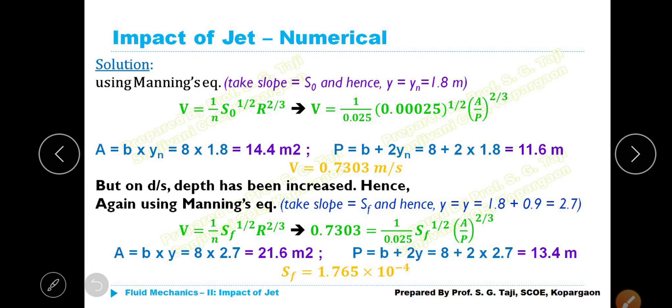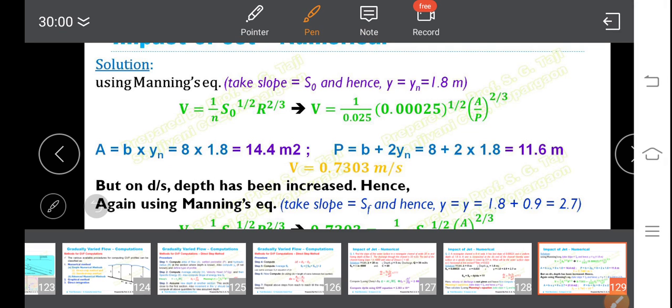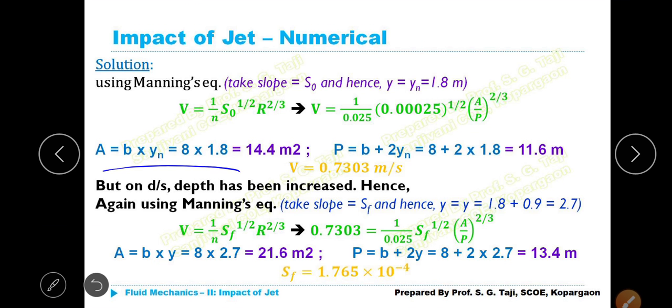Substitute Manning's equation, v is equal to 1 upon n S0 half whole to the power of half R to the power of 2 by 3. A is equal to b into yn. P is equal to b plus 2yn. That becomes area 14.4 meter squared. P becomes 11.6 meter. V is equal to 0.7303 meters per second. But on downstream side, depth has been increased.